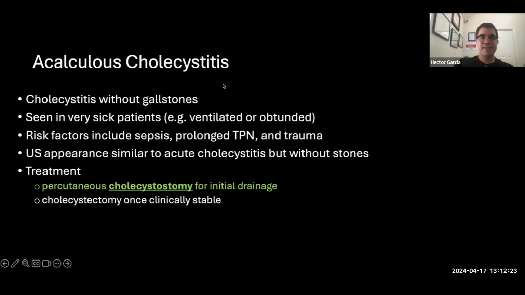Now, acalculous cholecystitis is pretty much the same as acute cholecystitis. It just has no gallstones, and it's present mostly in very sick patients in the ICU who have been on prolonged TPN, meaning that the gallbladder has not been used or relieving its materials. The appearance is similar to acute cholecystitis, but just without stones. And for exams, the right answer for the treatment is going to be cholecystostomy for initial drainage.